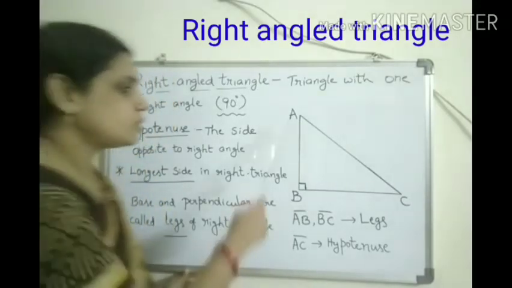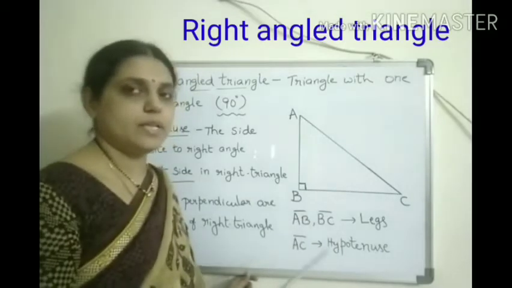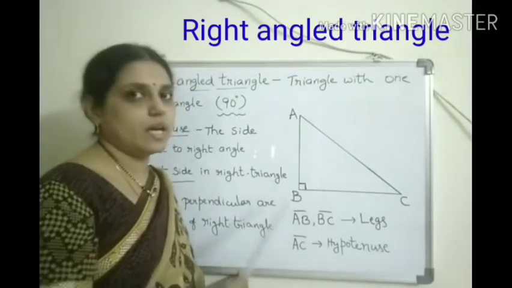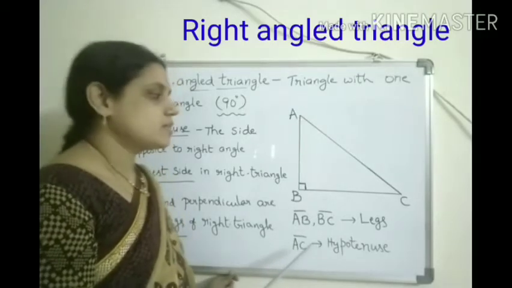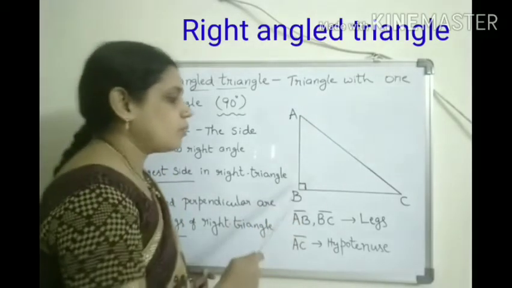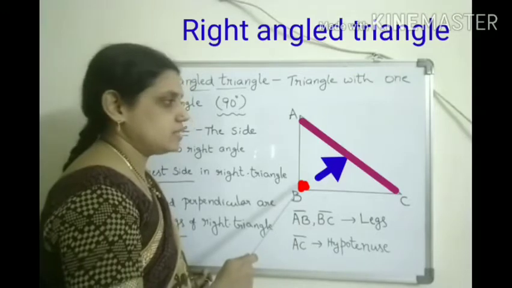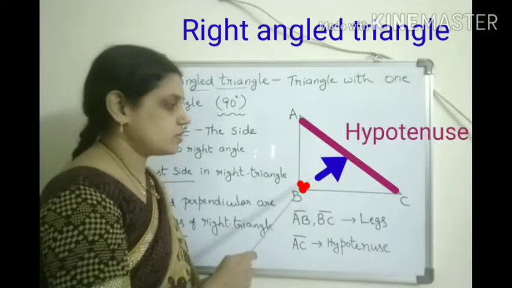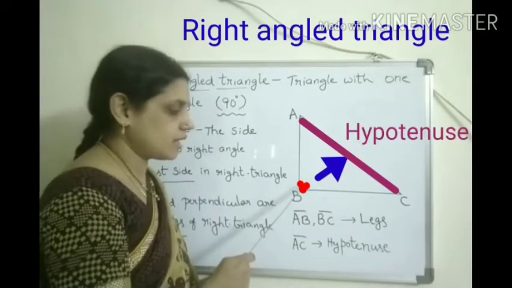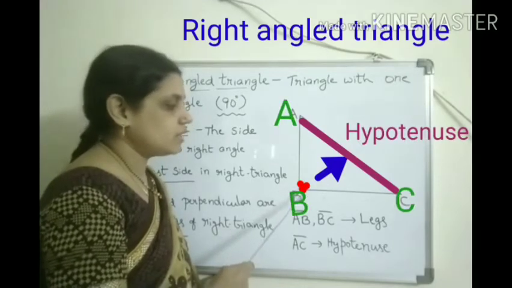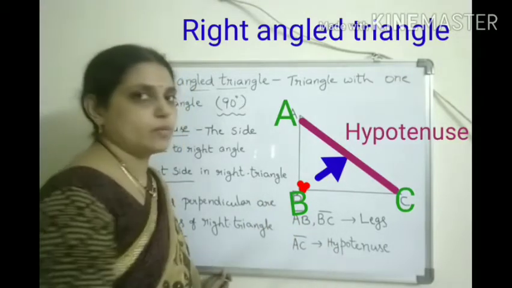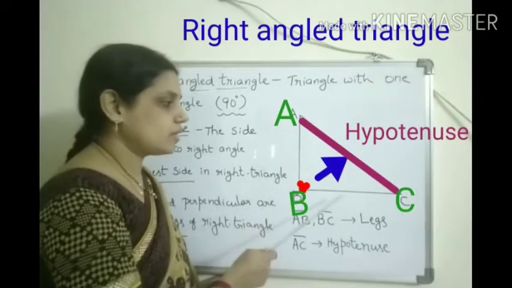Now coming to the parts of right angle triangle. Any triangle has three sides, all of us know, but particular names we have in a right angle triangle. The side opposite to right angle is called hypotenuse. So here at B right angle is formed. For B the opposite side is AC. So AC is hypotenuse. Then what about the other two?